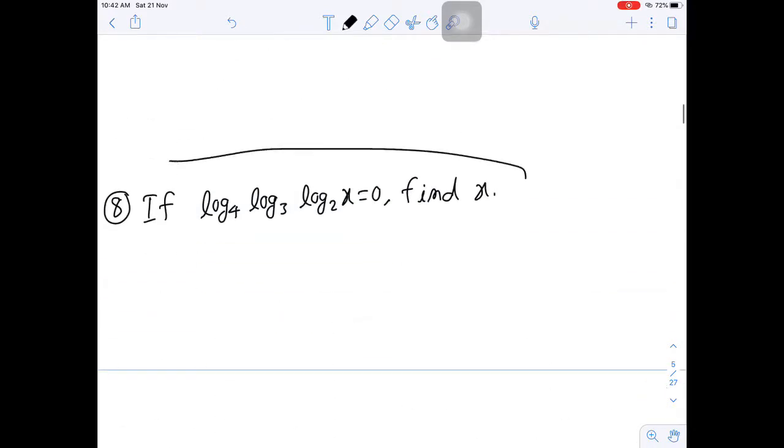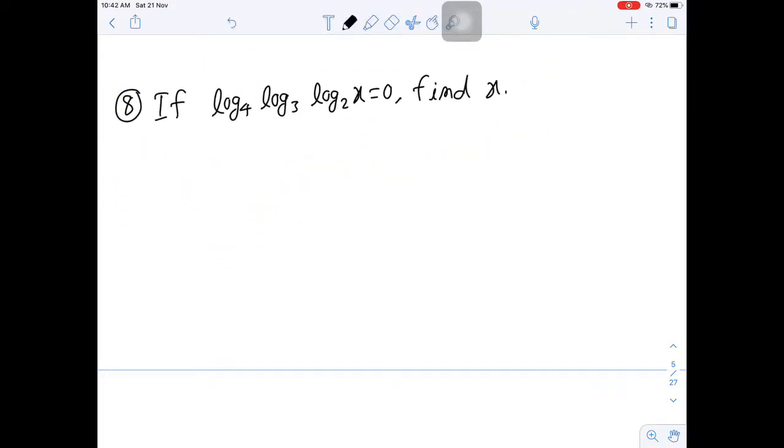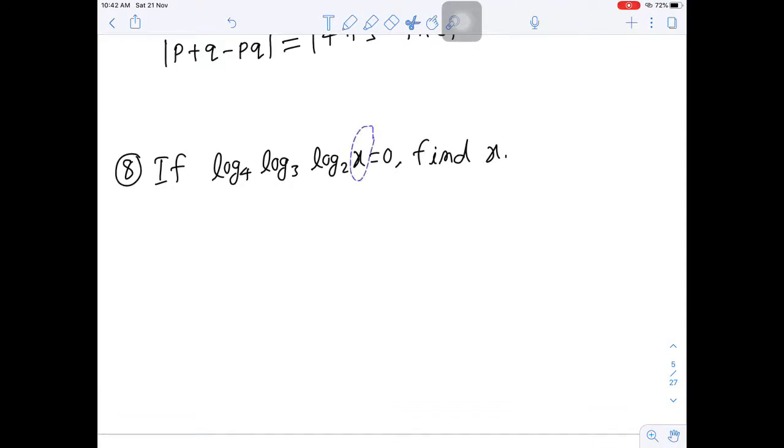Then we'll move to question number 8, in which we have to find x. First of all, log is defined if x is positive, so the first condition is x greater than 0. Next, we remove the log from the left side. If we remove the first log, the RHS becomes 4 to the power 0, that is, log of log x base 2, base 3, equal to 4 to the power 0, which is nothing but 1.